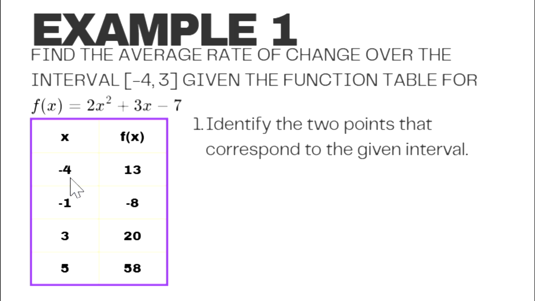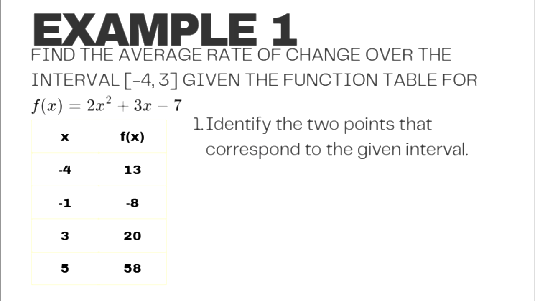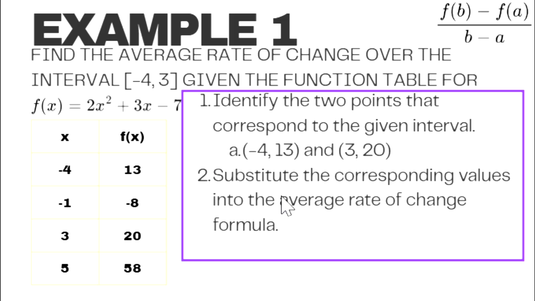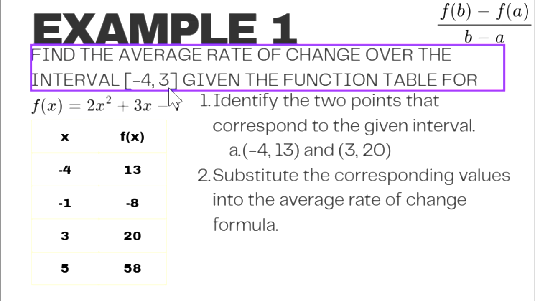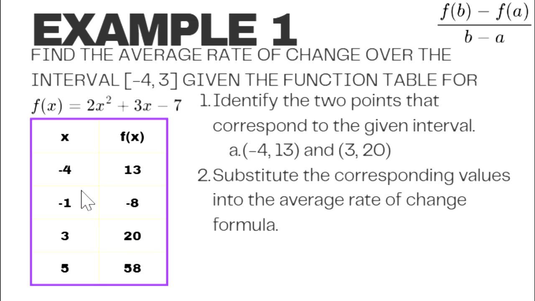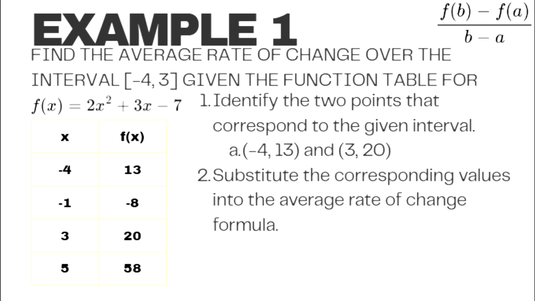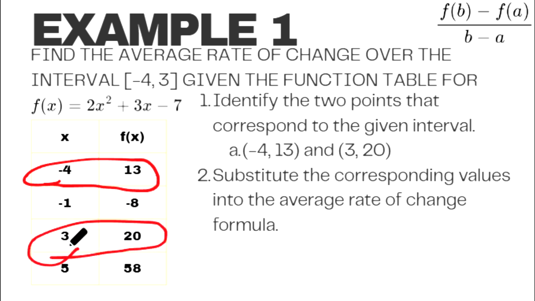I'm not really sure where we're going to find that point. Hopefully it will help us. So we have -4 and 13. Oh, I guess this 3 is just another x. So we have 3 and 20. These are the 2 points. So we're dealing from this point to this point. That was easy enough. Next, substitute the corresponding values into the average rate of change formula.